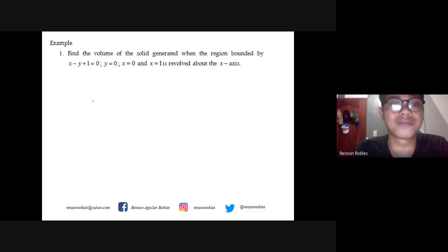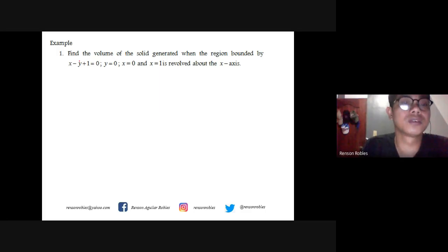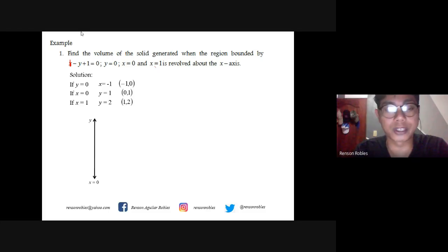So we trace the curve. Okay, you know now what to do. You just use this point, substitute it to the given equation, and then you look for its corresponding value of the variable. Say if y equals 0, you can see that x is negative 1. So you have negative 1, 0. The next, if x equals 0, then y is 1. See that? Okay. But when x is 1, y will be 2. So you have 1, 2. And these are the points.